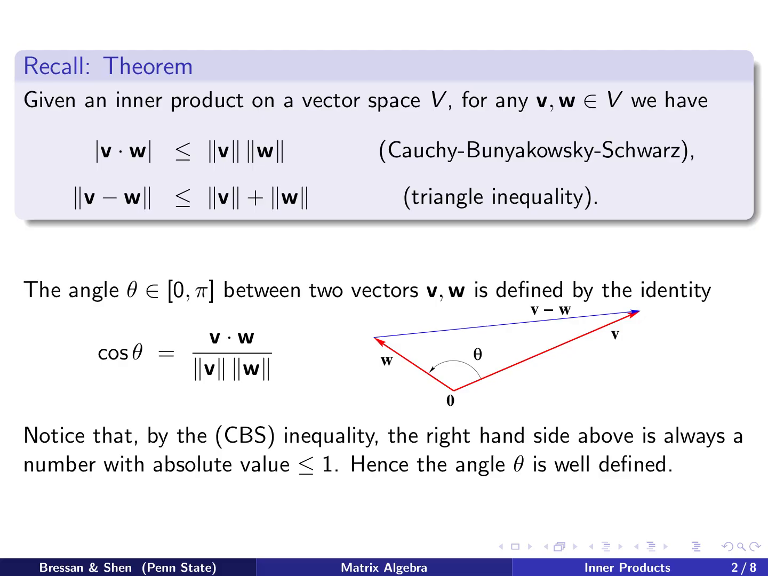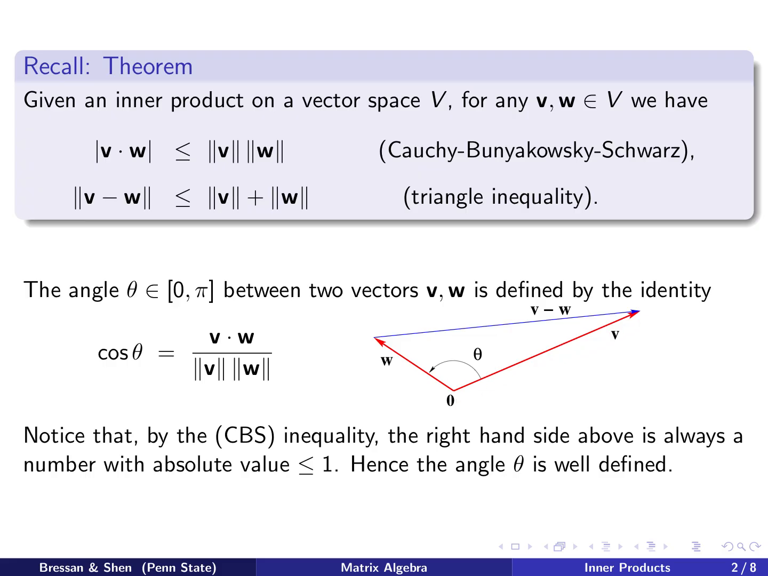It basically says the length of one side of the triangle is less than or equal to the sum of the other two sides. So if you have v and w as two vectors and consider the origin as the zero vector, this inequality simply says that the length of this side is less than or equal to the sum of the length of this side plus this side.